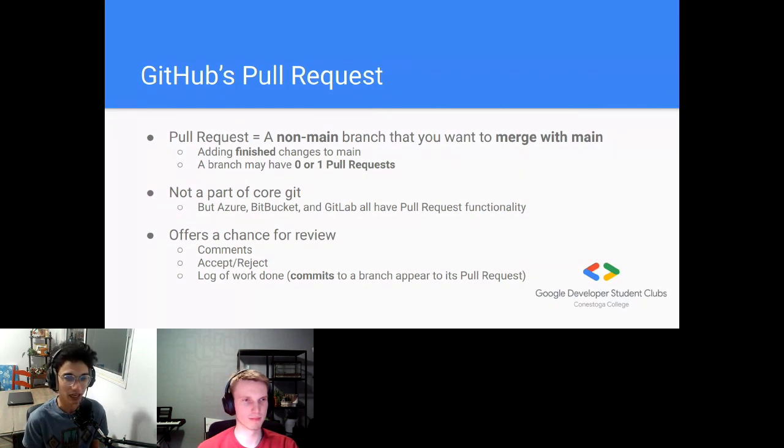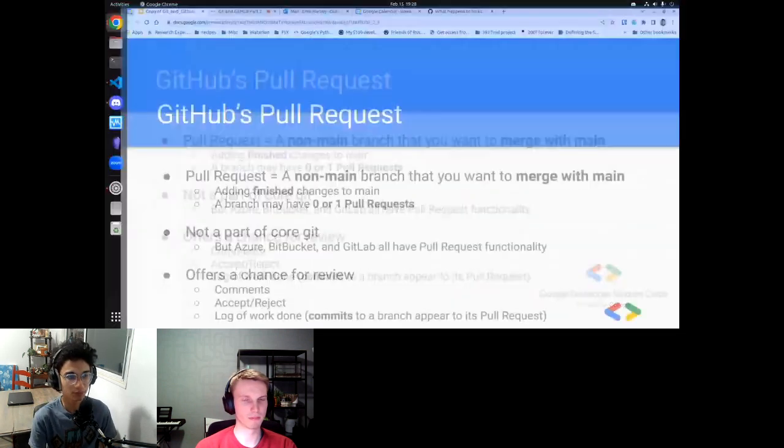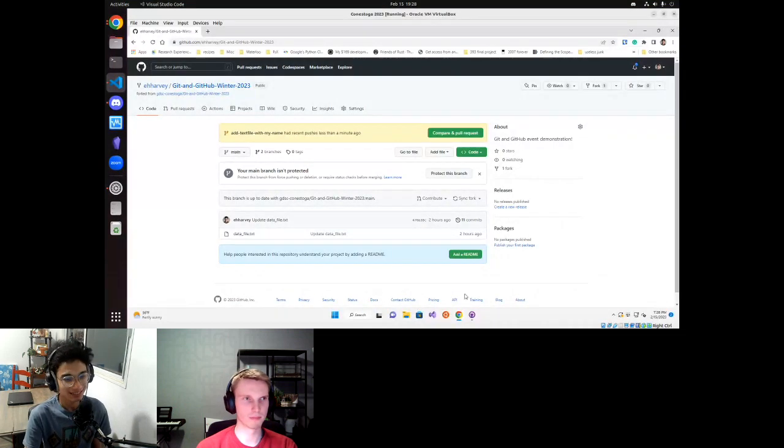But everyone uses it, especially the website side, and it's because it offers a good chance to review. So we're going to talk about how we can comment on it. We can do things to accept or reject a pull request, and it also logs the work done. So the commits to that branch appear in the pull request. So I'm going to go back to the demo, and you notice GitHub is kind of giving everything away because I made a commit.